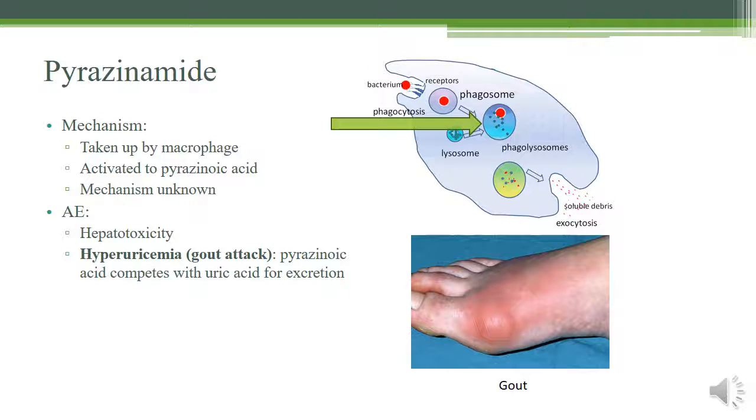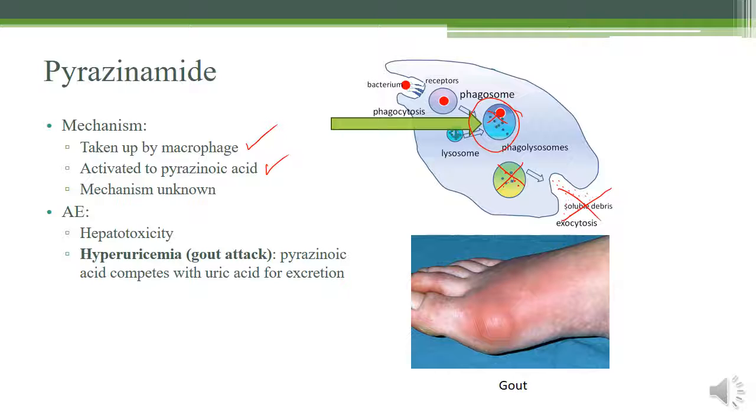All right, pyrazinamide. This has a very simple mechanism. It's first taken up by the macrophages, and then it's activated into pyrazinoic acid. We may not know the exact mechanism after that, but we do know that usually when TB gets absorbed into a macrophage, the macrophage has a hard time raising the acidity of its phagosome or phagolysosome. So what pyrazinamide does, as we found out, is that it actually increases the acidity, which then damages the TB, and then TB can be broken down into soluble debris.